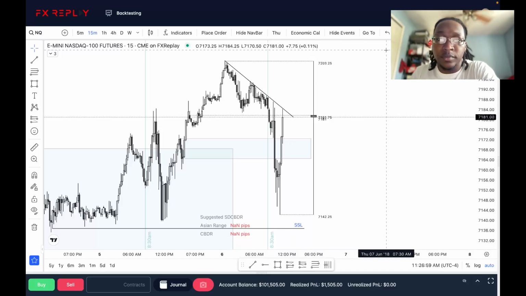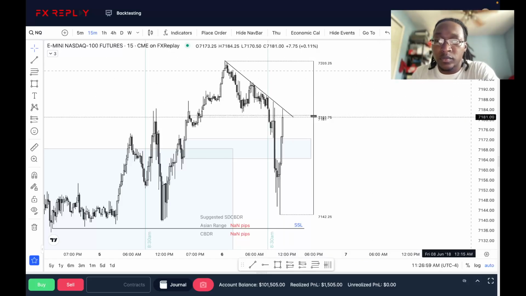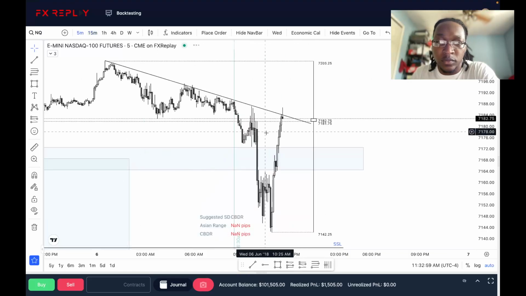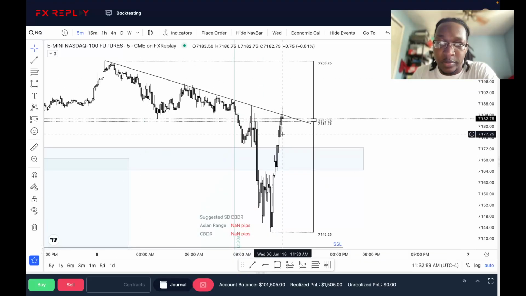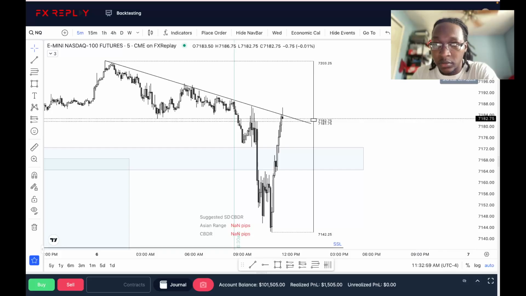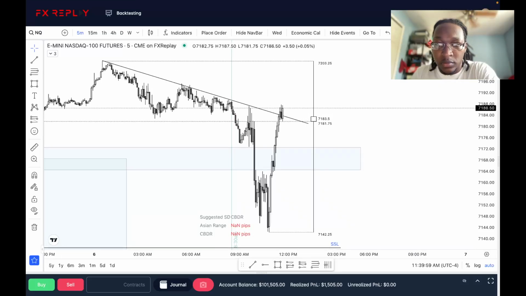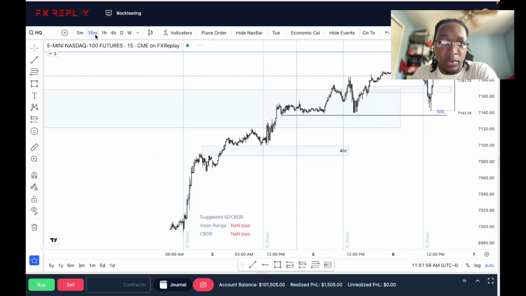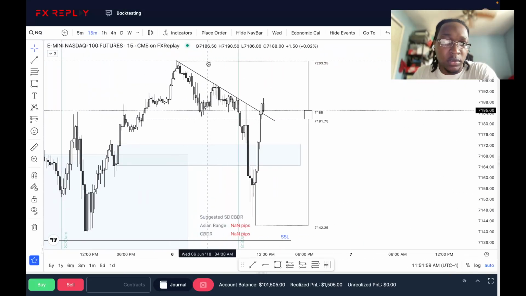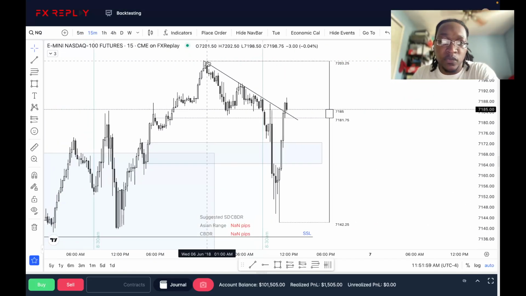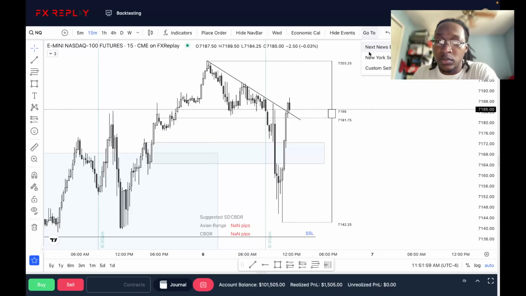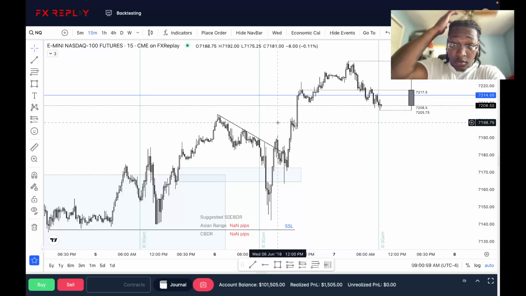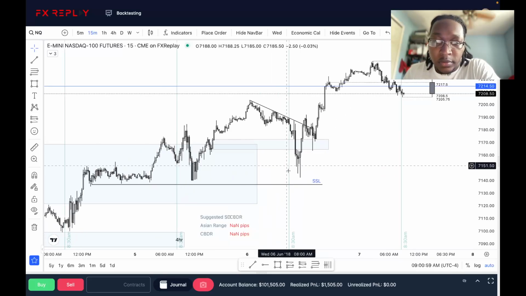Shoot, man. Yeah, we just ended up shooting up. This is 11:30. Yeah, that, what do you call it? Trend line of liquidity is gonna get swept out. Let's go to the next session.